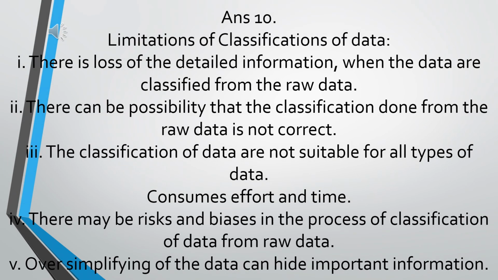Now we come to the last question's answer, which is: what are the limitations of classification of data? The first one is that there is loss of detailed information when the data are classified from the raw data. The next limitation is that there can be a possibility that the classification done from the raw data is not correct. The third limitation is that the classification of data is not suitable for all types of data, and it also consumes effort and time.